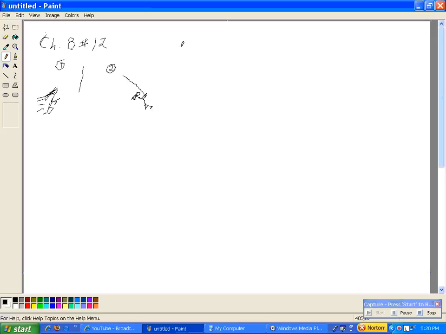So let's look at what they give us. They tell us her initial velocity is 5.0 meters per second. They tell us that her final velocity, actually, I don't even know if they tell us that. We just know that her final velocity, well, she's not moving. So her final velocity is 0.